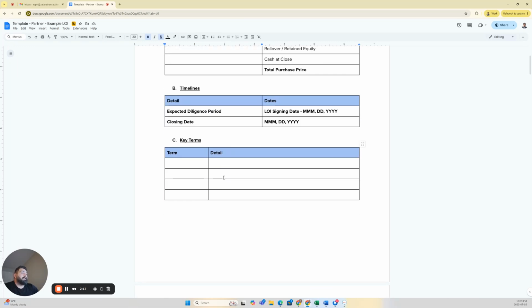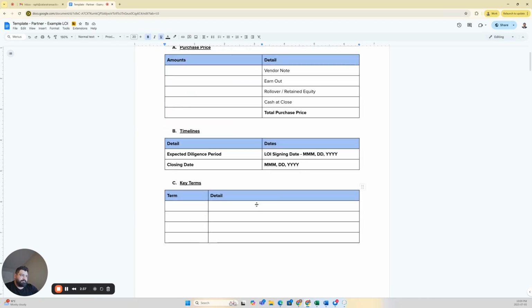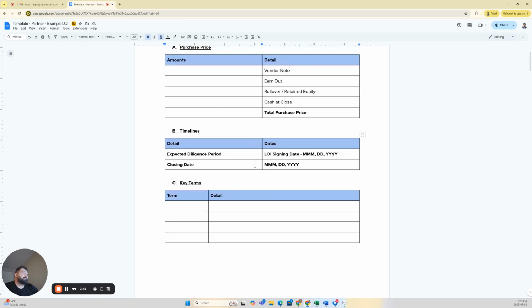And then key terms would be, if you've got an employment agreement with the current owner, so the guy's going to stick around for the next, I don't know, 5 years or 5 months or 5 days or whatever, maybe a non-compete. All these key terms, you list out just in the executive summary, so it's easy for a guy to look at it and say, okay, does this make sense to me?